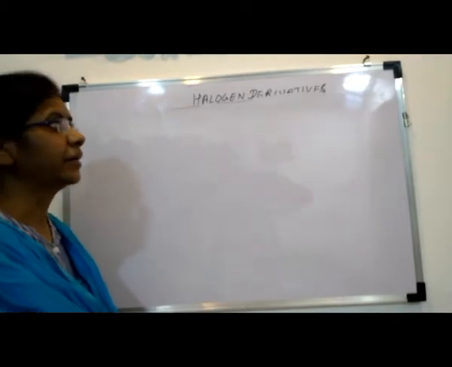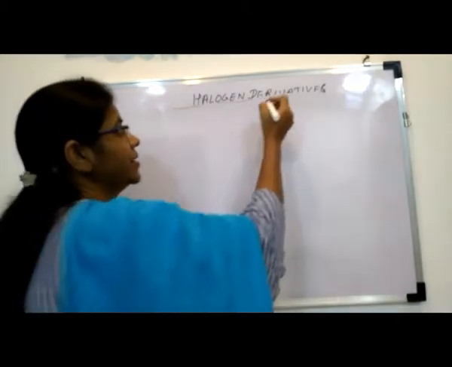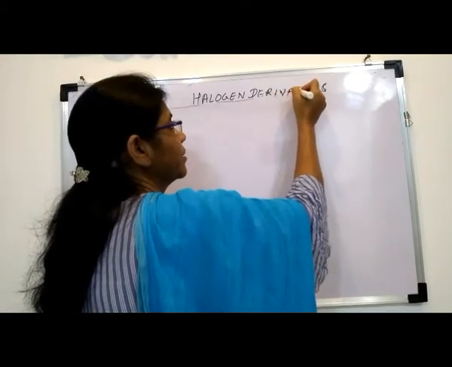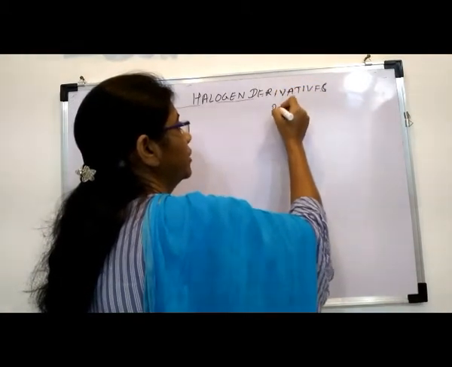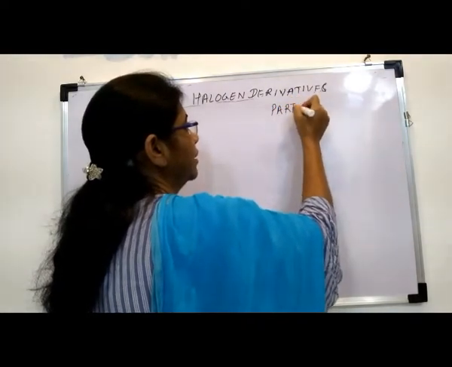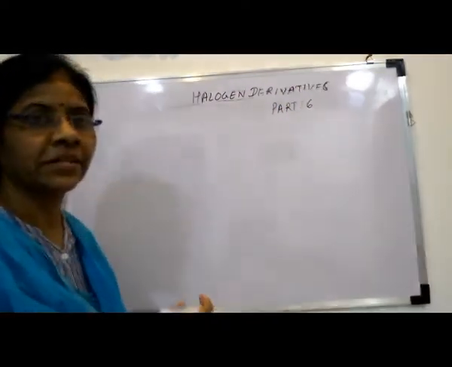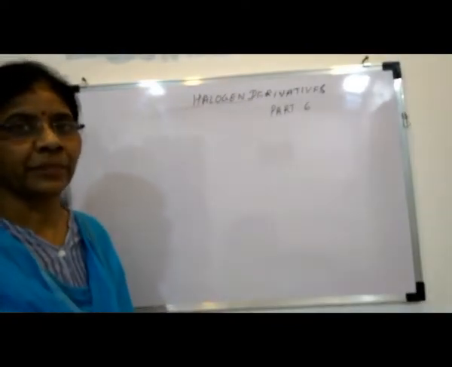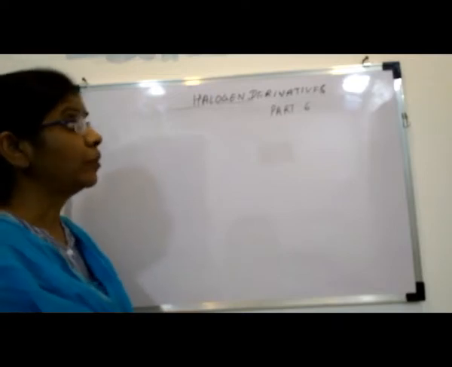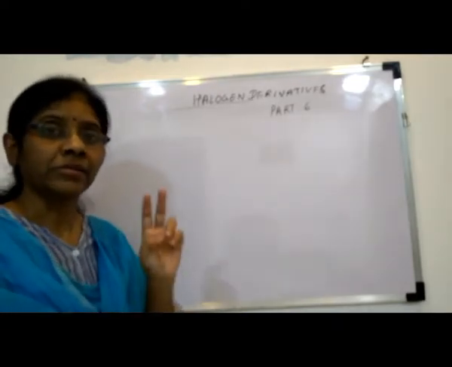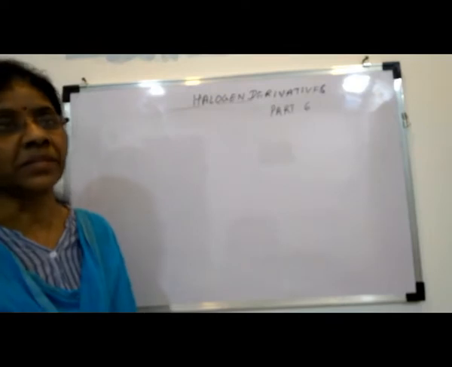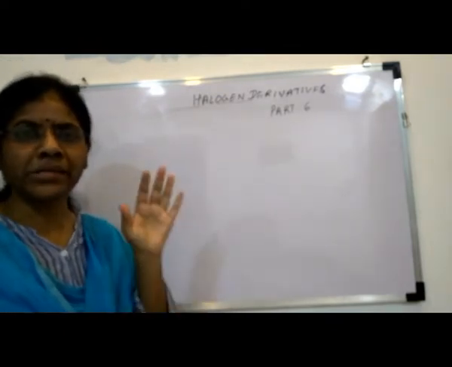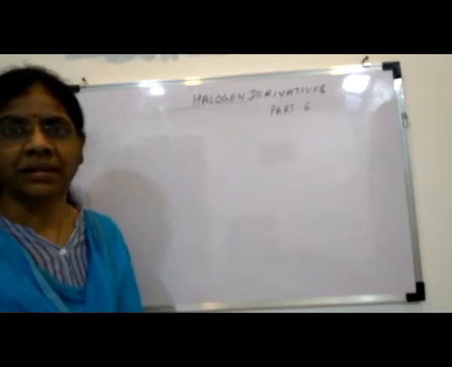Students, again we are back with SN reaction mechanisms. That is lecture 6, part 6 of halogen derivatives. I have just given you a primary idea about substitution nucleophilic reactions, right? We have to go into the details of both the reaction mechanisms, SN1 and SN2. Very, very important, the base of organic chemistry, right?